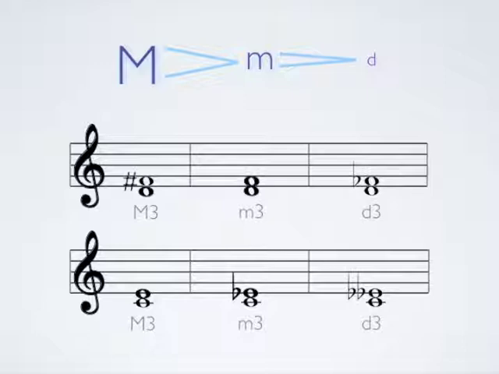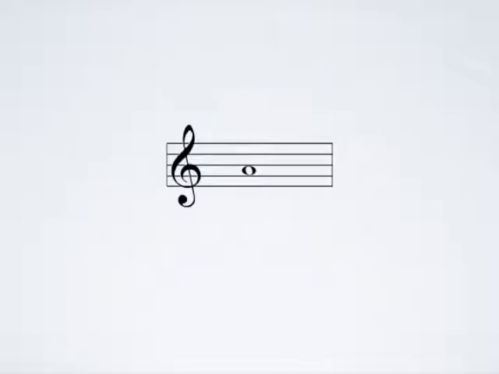Let's try the same thing with A as the lowest note. Here's a major sixth above A. And we need that F sharp because the key signature of A includes an F sharp. So that's our major sixth, and we can make that sixth smaller by taking out the sharp. Now we've made a minor sixth, and if we lower that top note again by adding a flat, it becomes diminished.